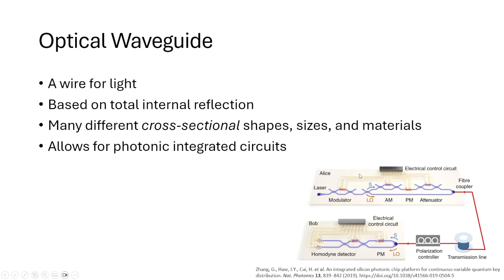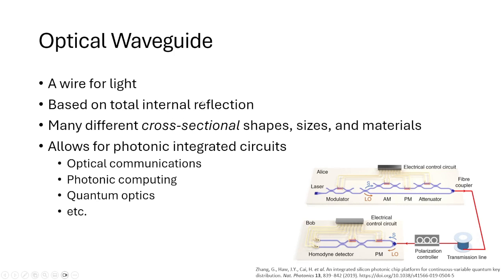So Alice owns this encoding circuit up here, and she sends information all the way down, and then Bob can decode that information using his photonic circuit. So yeah, photonic integrated circuits work almost like electronic circuits. Not really, but you know what I mean. They're used in optical communications, photonic computing, quantum optics, and they're all enabled by these waveguides.